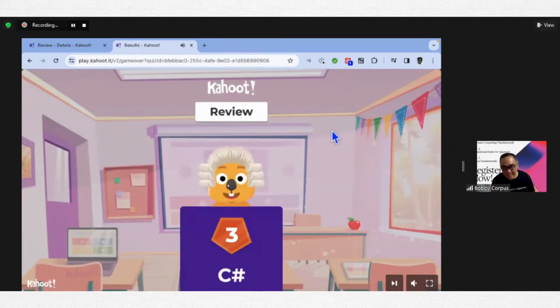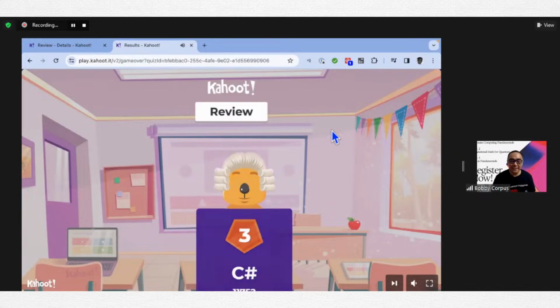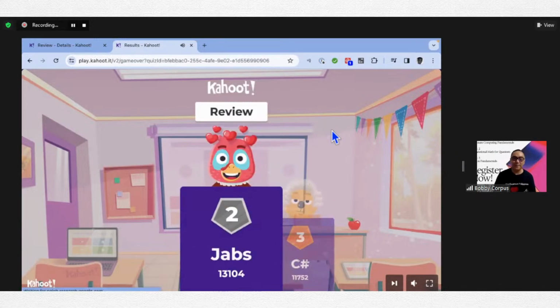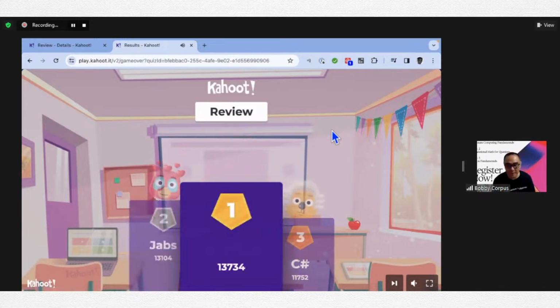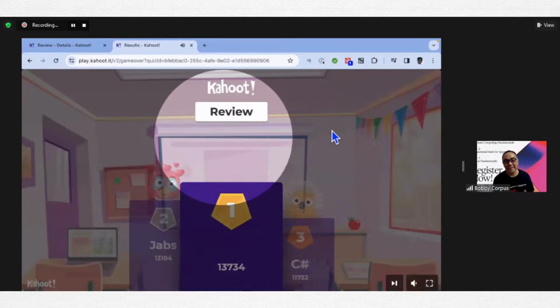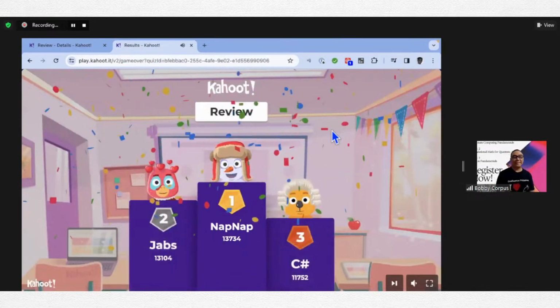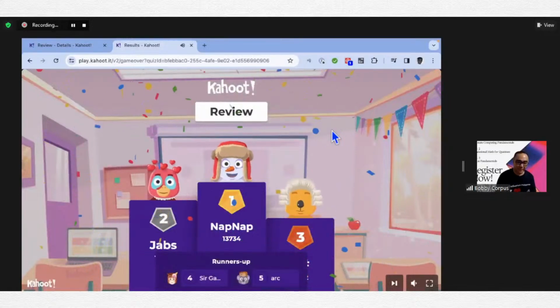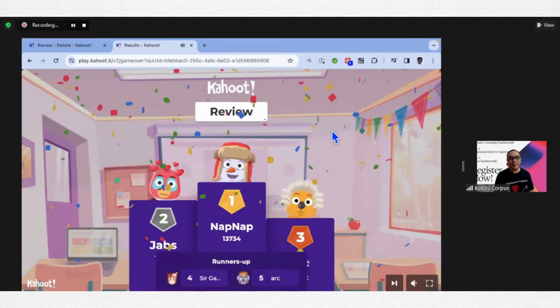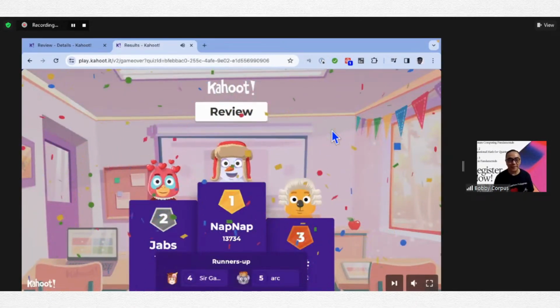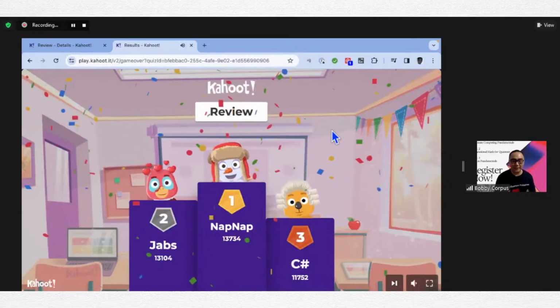Now, who won? Third place. Who is this? C Sharp. Second, Jobs. First place. Galing. Napnap, no? So who is that? We have to identify, so that we can give a shirt. And we have to get the t-shirt size as well.